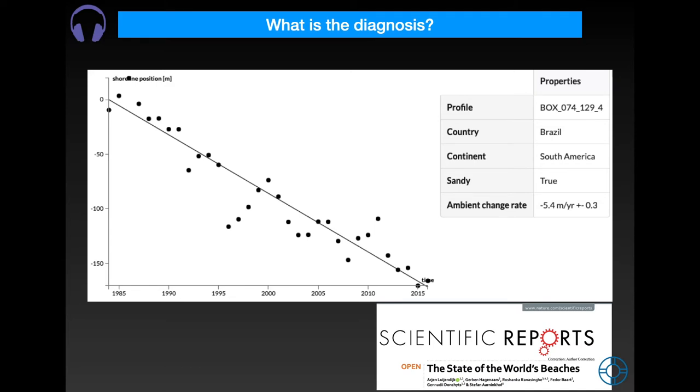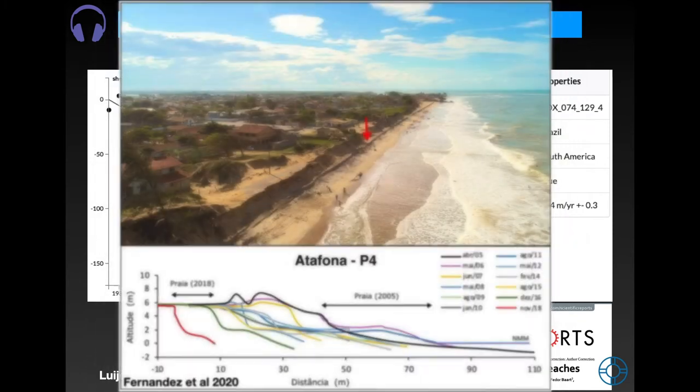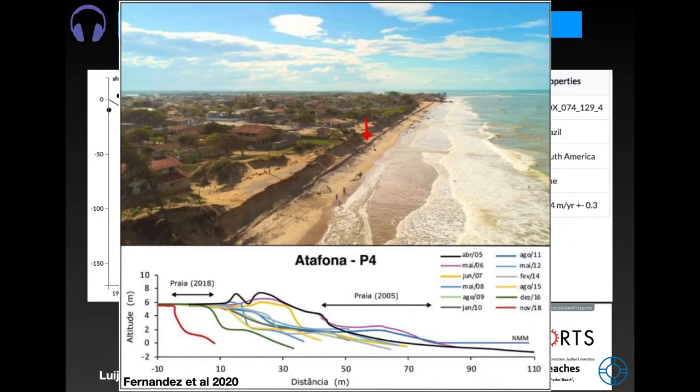The diagnosis is that the average rate of coastline retreat is 5.4 meters per year since 1985. Here is a graph from Luijendijk and his collaborators 2018 showing this trend. In some periods, the coastline has an inverse trend for a couple of years and then returns to the erosional pattern. Some of our beach profiles also illustrate the same pattern over the last 15 years.